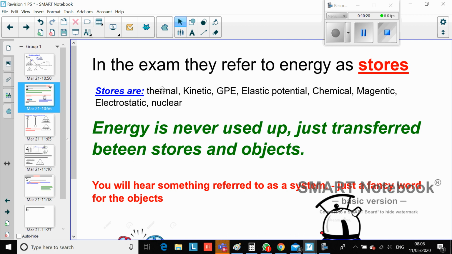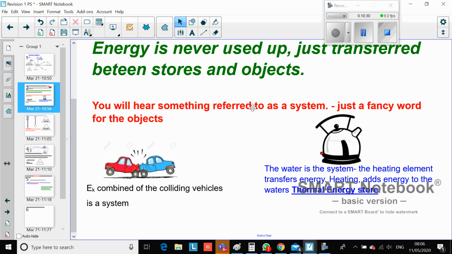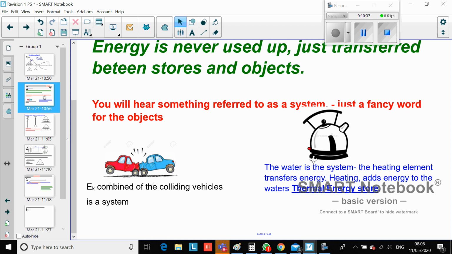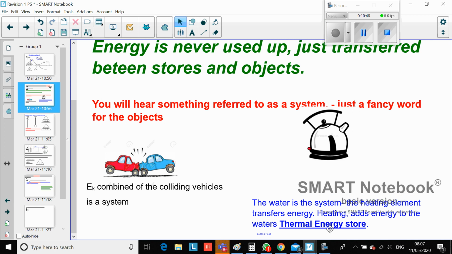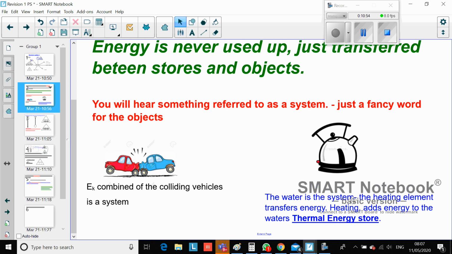So, for example, the thermal energy can dissipate out into the environment. It's still there. It's just so spread out we can't really use it. So, you'll hear something referred to as a system, just a fancy word for objects. So, for example, the water is the system. The heating element transfers energy, and heating adds energy to the water's thermal energy store. Okay, to its thermal energy store. So essentially, you might be asked, what happens to the kettle's thermal energy store when it's turned on? It goes up.